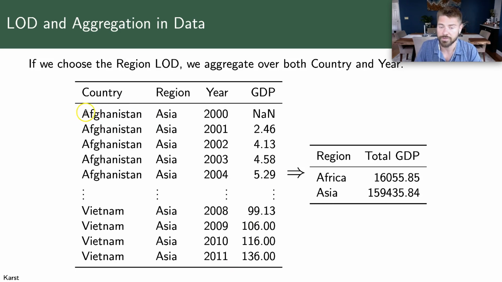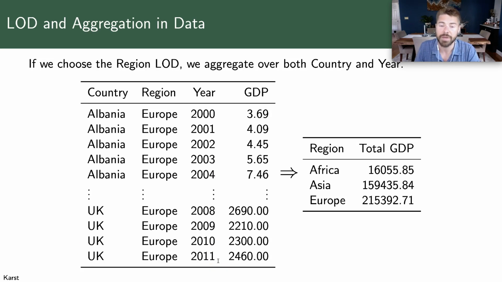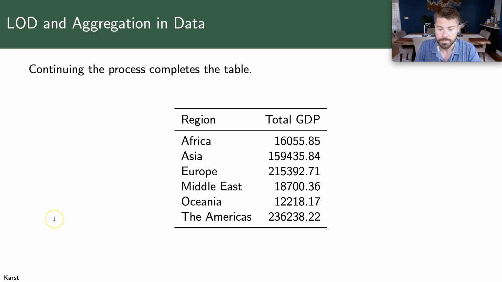I have countries from Afghanistan to Vietnam, and for each country I have years 2000 to 2011. So both of these dimensions are getting aggregated out. And the same thing from Europe: Albania to the UK for my countries, and year 2000 to 2011 for the years. And both of these things are getting aggregated out. And we could continue doing this for all of the regions in the data set, and we could use any aggregator function that we wanted to.